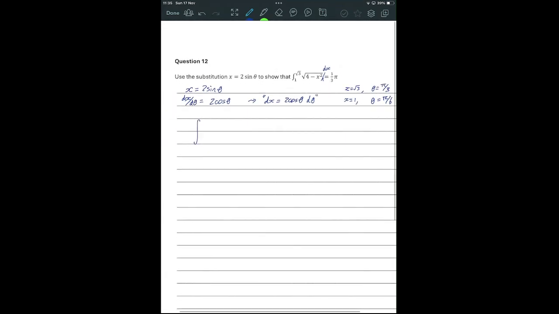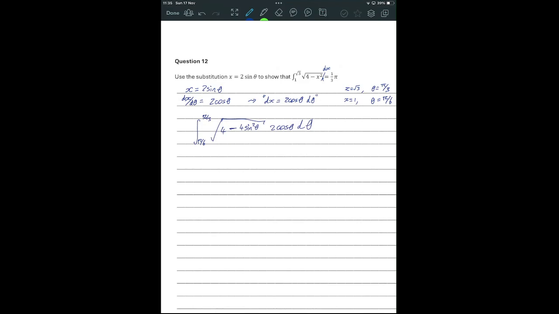So our limits have become pi by 3 and pi by 6. We're doing the integral of the square root of 4 minus 4 sine theta squared. You have to remember to square that 2, times by 2 cos theta d theta, replacing the dx.